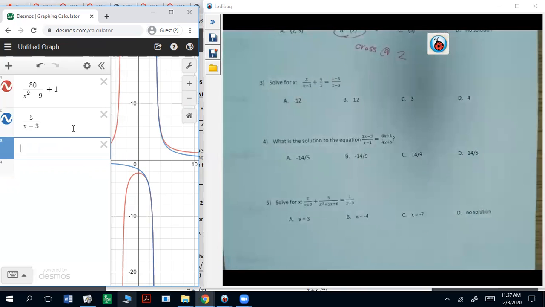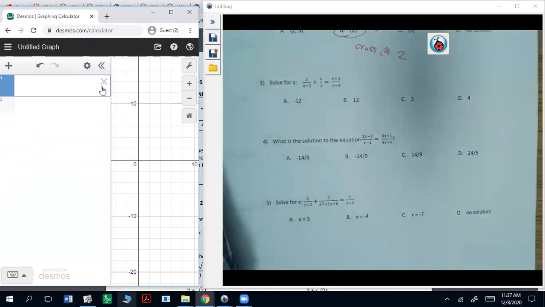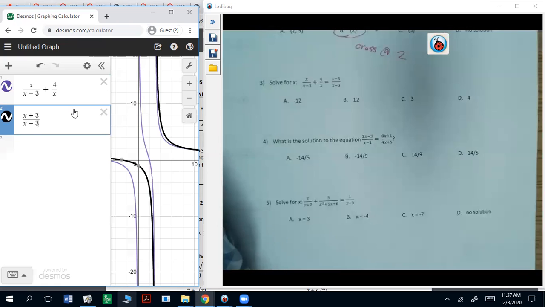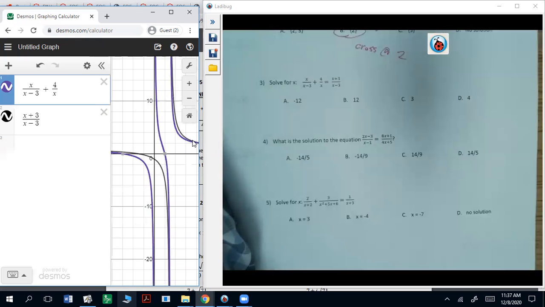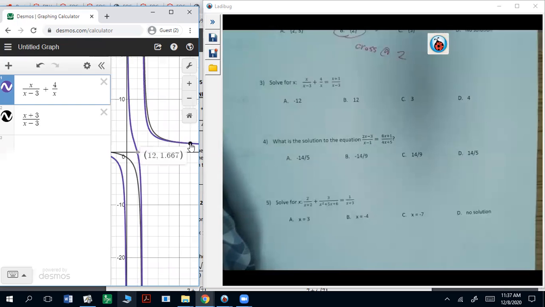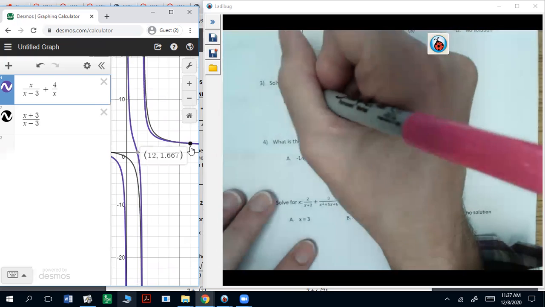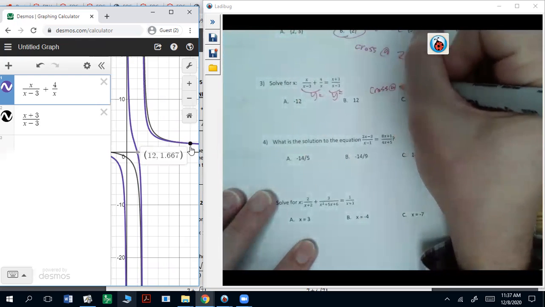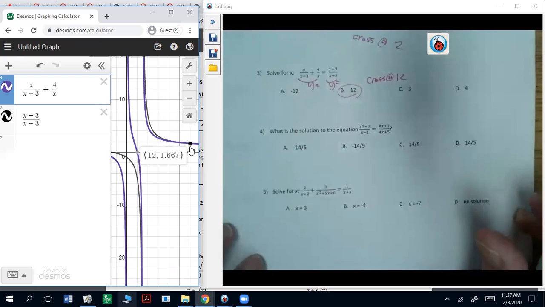Go down here and do the same thing for number 3. You do x over x minus 3 plus 4 over x. And then you do fraction bar x plus 3 down x minus 3. And negative 12, 12, 3, and 4. Looks like these guys cross here at 12. You can just click on that intersection. They cross at 12. And do the same thing for 4.